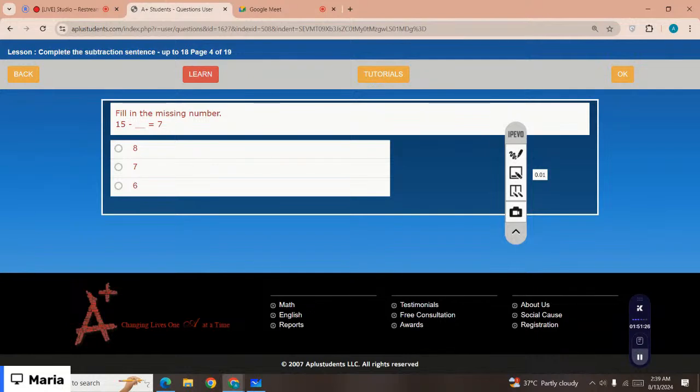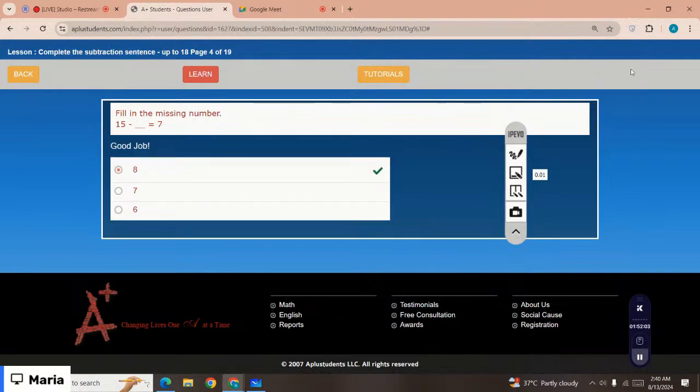Fill in the missing number. So which number is missing? The correct option is 15 take away 8 is 7. The missing number is 8. Very good. Option number 1 is the correct option.